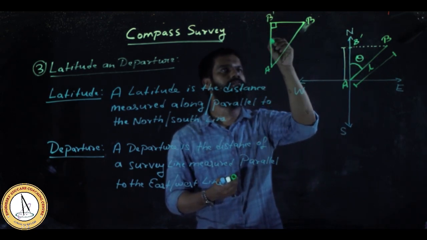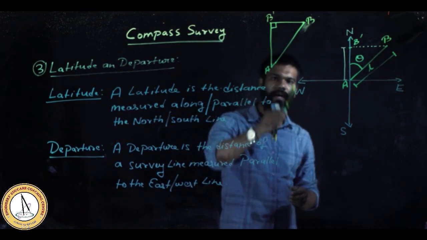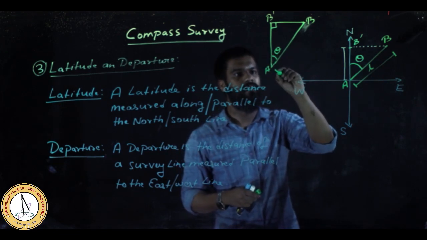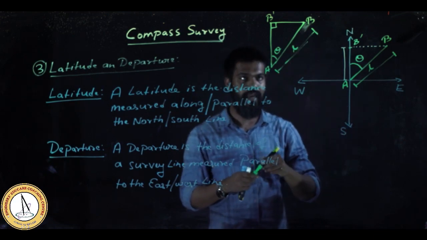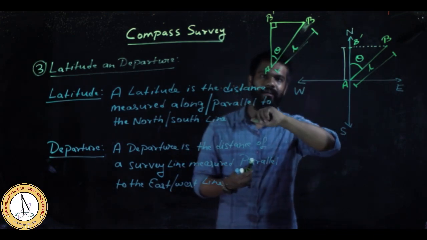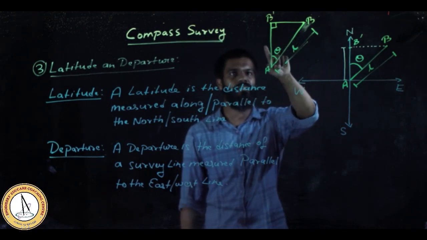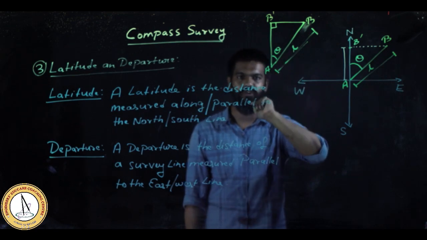So you can see that this is making an angle of 90 degrees. That means this is a right angle triangle having an angle of theta, and this is the length L. So in this right angle triangle, you know that this side we call the perpendicular, this one we call the base, and this side we call the hypotenuse.